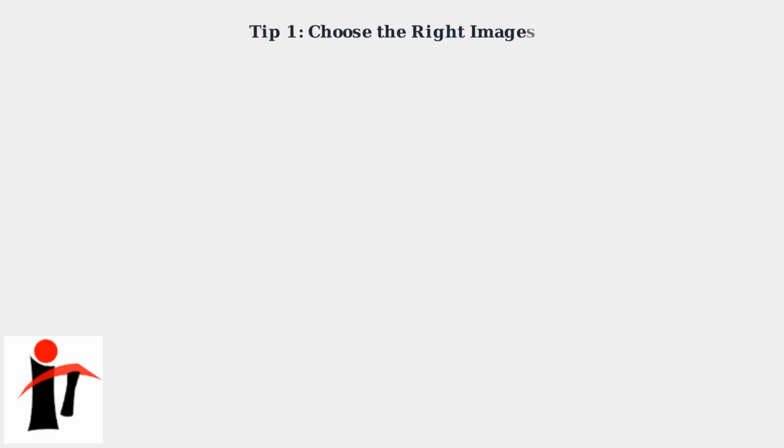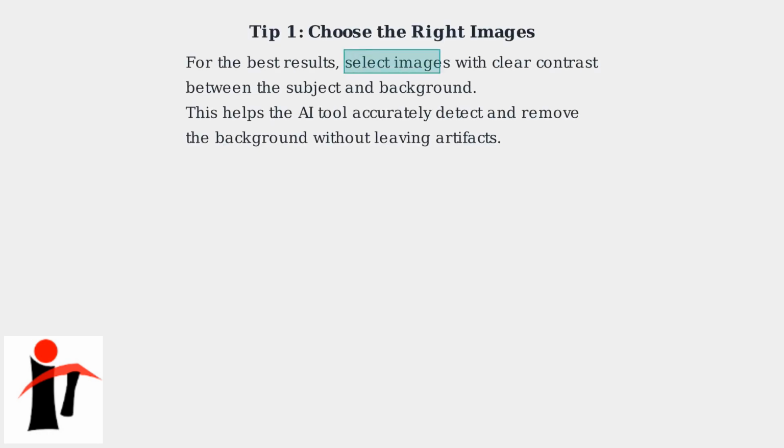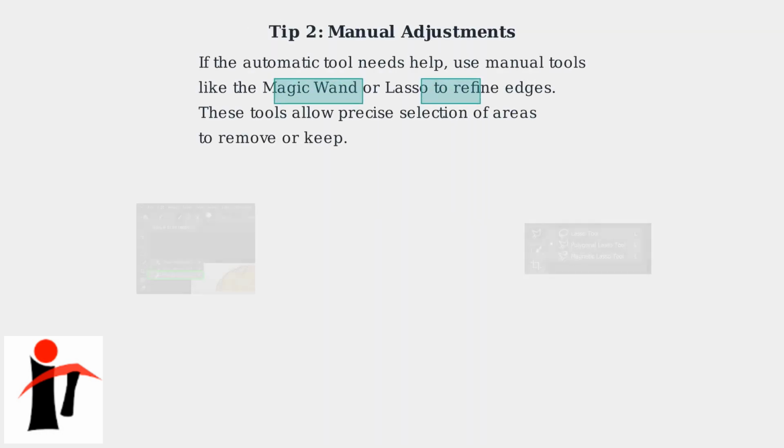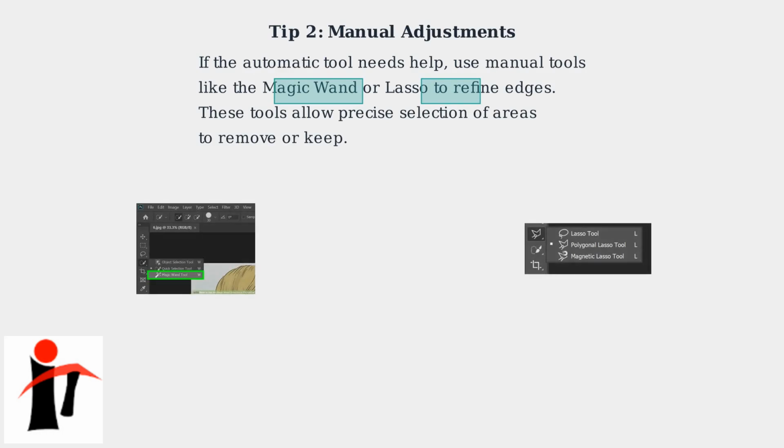For the best results when removing backgrounds, start by choosing images with clear contrast between the subject and the background. High contrast makes it easier for the AI to distinguish the main object from the surrounding area, reducing errors and improving accuracy. For more precise control, use manual adjustment tools when the automatic background remover isn't perfect.